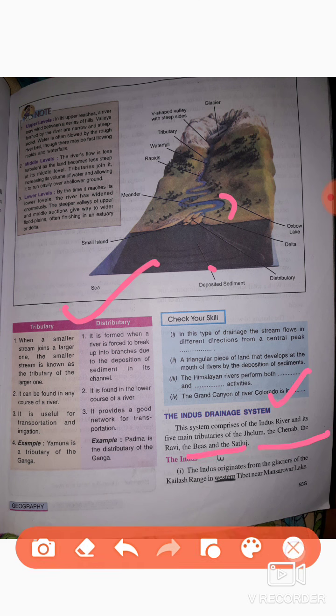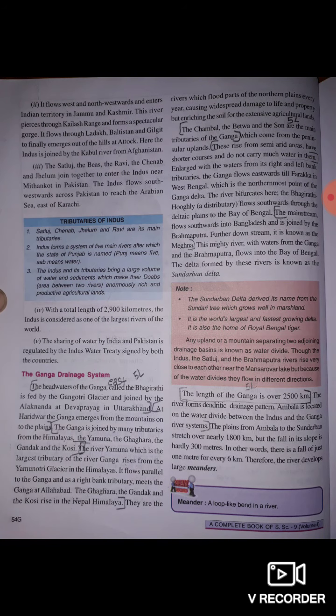Now the Indus originates from the glacier of the Kailash range in western Tibet near Mansarovar Lake. Second, it flows west and northwestward and enters Indian territory in Jammu and Kashmir. The Satluj, the Beas, the Ravi, the Chenab and the Jhelum join together to enter the Indus near Mithankot in Pakistan.